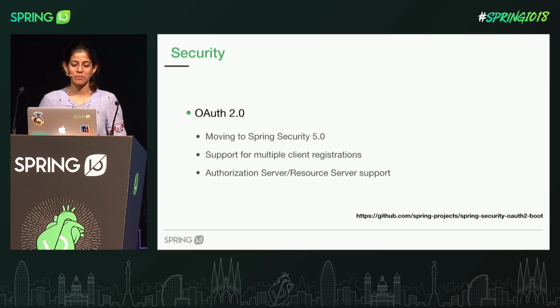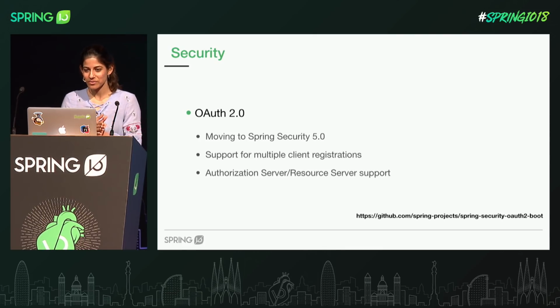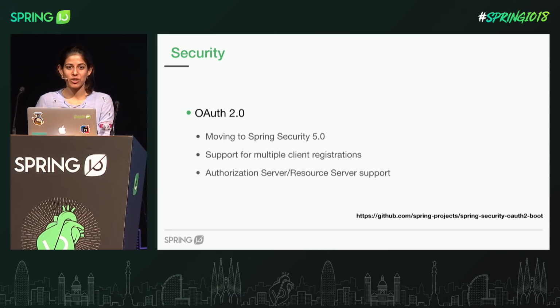And the last thing I wanted to mention was OAuth. So in Spring Boot 2, we're now relying on Spring Security 5's OAuth configuration. So Spring Security OAuth has actually folded into Spring Security 5.0. So we're just providing auto-configuration for what Spring Security 5 gives us. So now there's support for multiple client registrations.